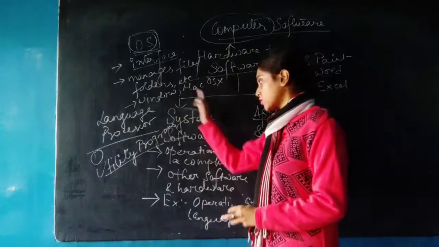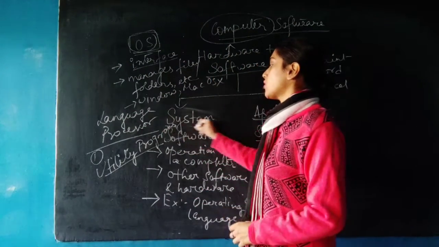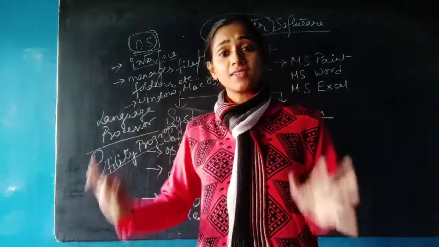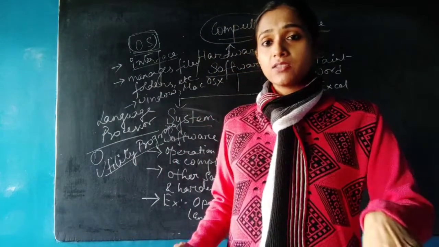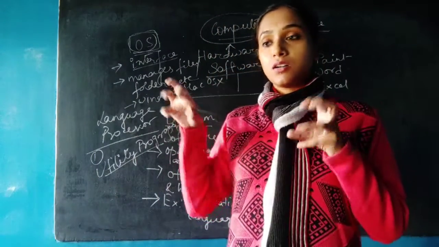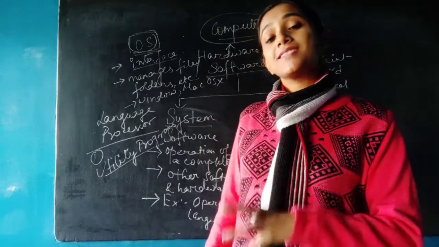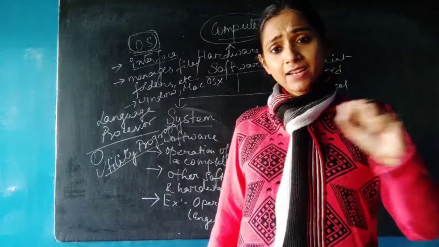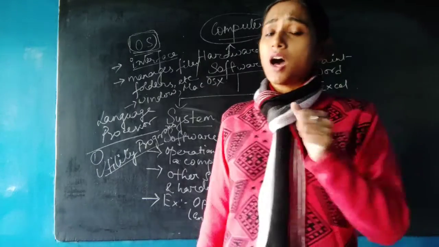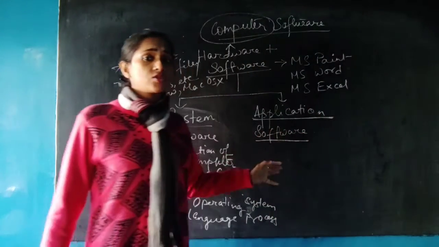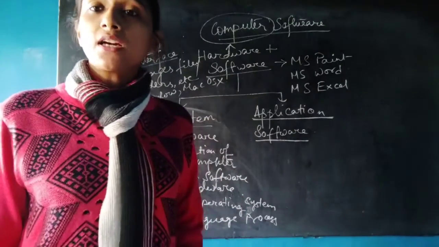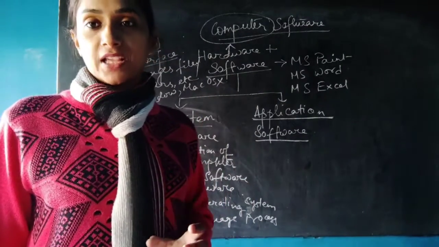System software is not application software. It is the software that controls all the other software and maintains the functions of a computer. It is controlling the entire system as well as other software, whereas application software will only control a particular application.